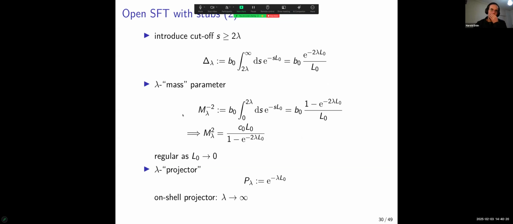We can also introduce a pseudo mass parameter by redefining the integrals. I call this a mass because it behaves like a mass, and this m squared never vanishes, so anything with this parameter is not dynamical. And I will introduce the lambda projector. It's not a real projector, but for all practical purposes it behaves like a projector, and if you take lambda to infinity, you get the on-shell projector. So I will just call it a projector, even if it's not a real projector.